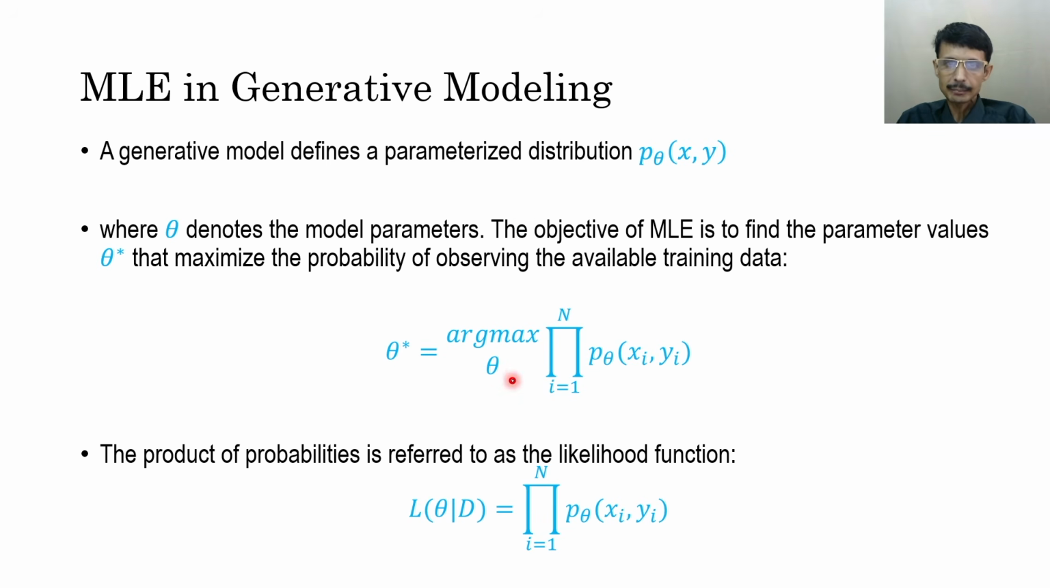So theta star is the argmax over theta of the product for i equal to 1 to n, which is basically a joint probability, so we multiply. This product of probabilities is referred to as the likelihood function, that is, the product for i equal to 1 to n of p theta of x_i comma y_i, given the data and parameters theta. That is the likelihood of theta. So this is the likelihood function.